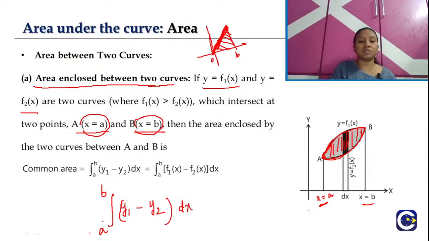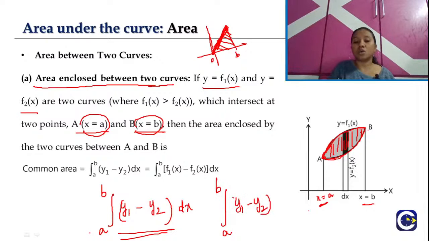Because the limits which we have taken here are the x coordinates, the common area enclosed between the given two curves is the integration with limits a to b of the upper curve minus the lower curve, dx. What is the upper curve, guys? Here the upper curve is f1(x) and the lower curve is f2(x). So it is the integral of f1(x) minus f2(x) dx. In the questions, whatever the functions are will be mentioned, and we will find the corresponding area by doing our definite integration.